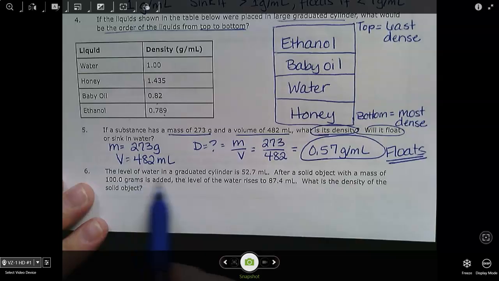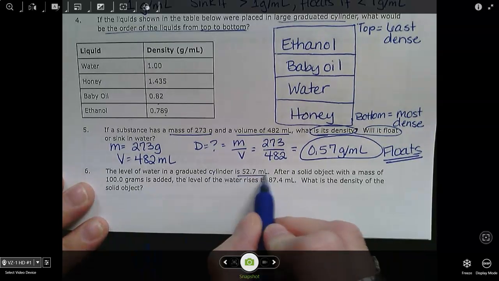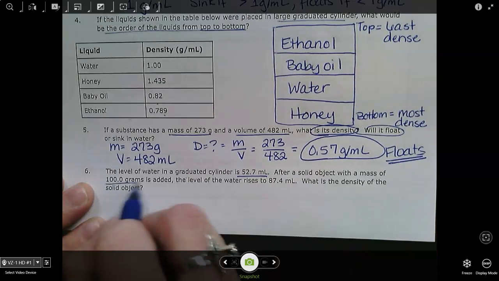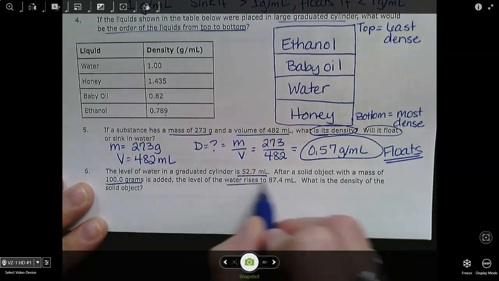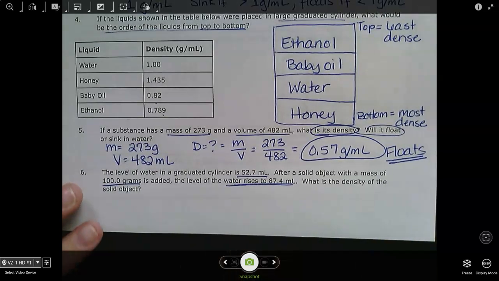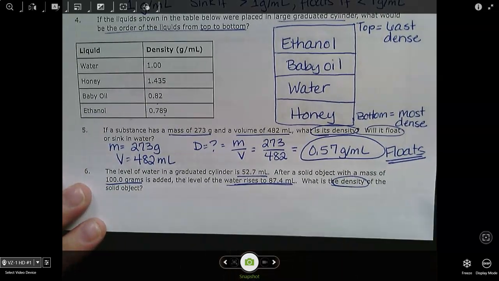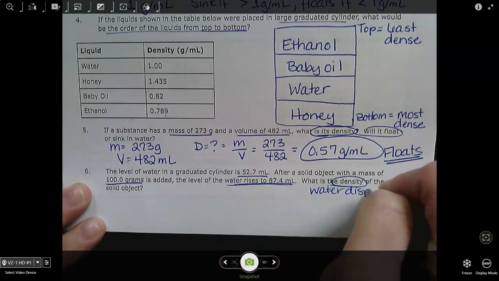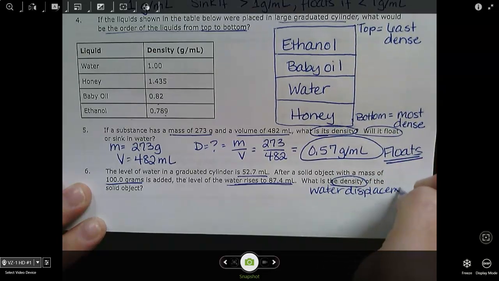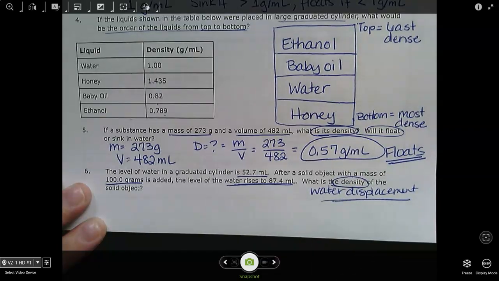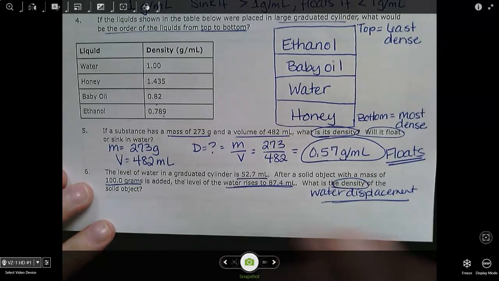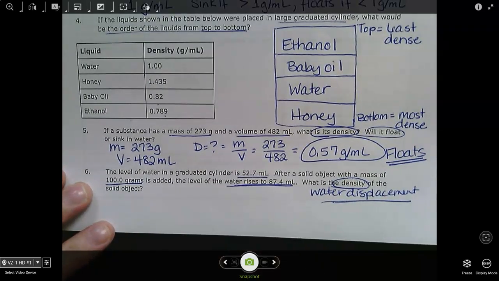And I've answered everything they've asked me for. Question 6. The level of water in a graduated cylinder is 52.7 milliliters. After a solid object with a mass of 100 grams is added, the level of the water rises to 87.4 milliliters. What is the density of the solid object? So I'm using water displacement to find the volume, because I have an object that doesn't have a regular shape that I can calculate with a geometric volume equation.